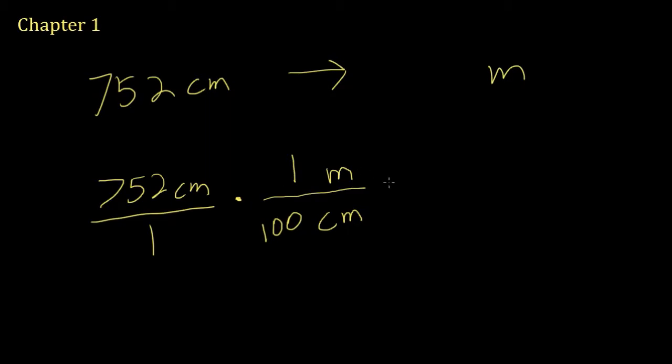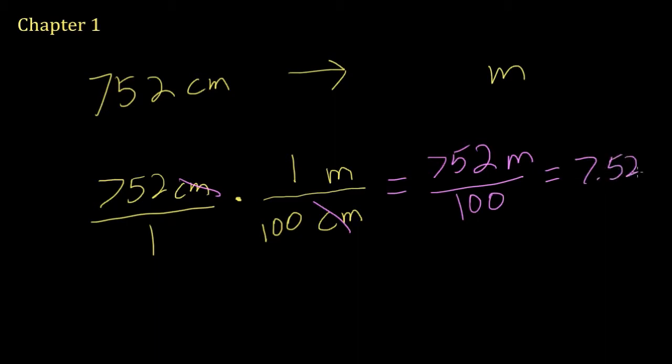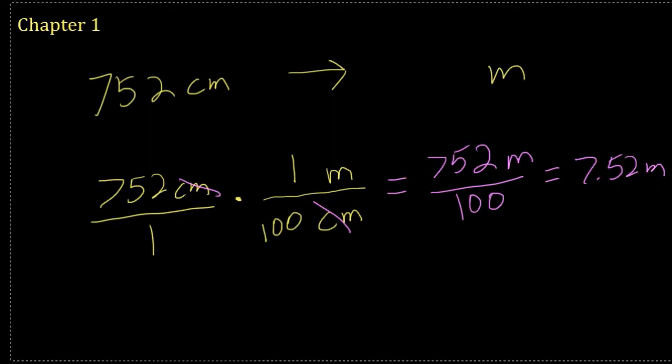So when we just multiply across, 752 times 1 is 752. Centimeters cancel centimeters, so we're left with meters, and then 1 times 100 is 100. So we end up with 7.52 meters, and we've just converted. So that's not bad. Let's do one more real quick example.